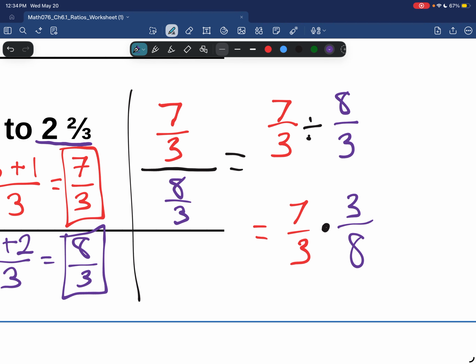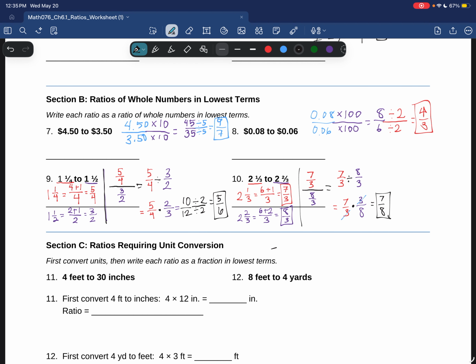Now you can multiply out and cancel, or you can do the cross multiplication method and cancel. I'm going to do cross, see where I can cancel. I've got my 3's cancel, and therefore I am left with 7/8. Awesome. Okay.